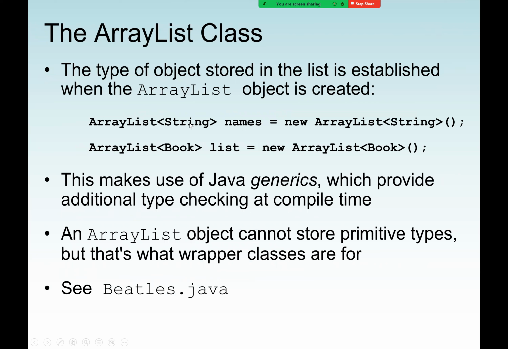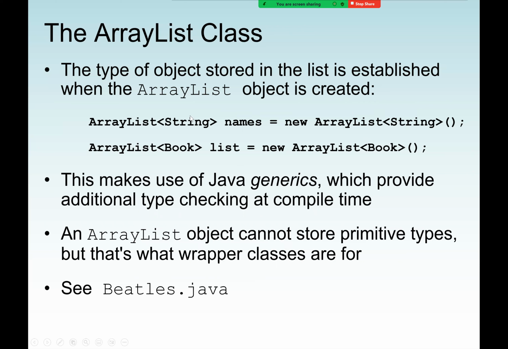So this is how we declare an ArrayList. We have the keyword ArrayList, the type is String, and the name is called names. And of course, ArrayList also has its own constructor. It's a class, so ArrayList and the type.